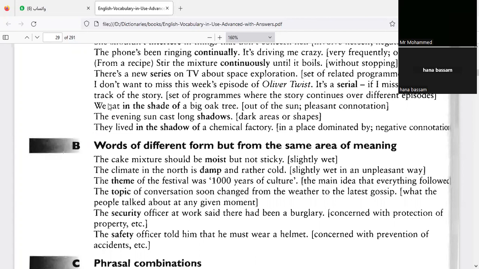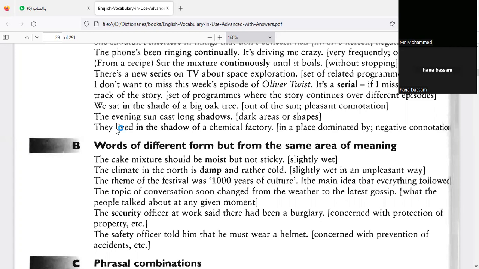Moving to another word. When I say, we sat in the shade of a big oak tree, oak here is a kind of tree. So what does it mean, in the shade of? In the shade of here means out of the sun. It has a pleasant connotation. It conveys a positive meaning.